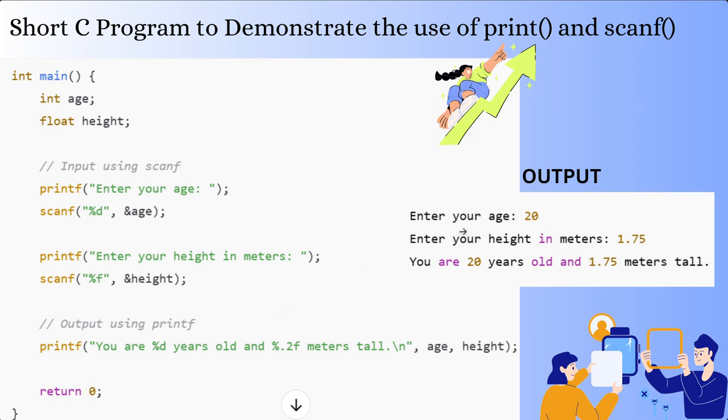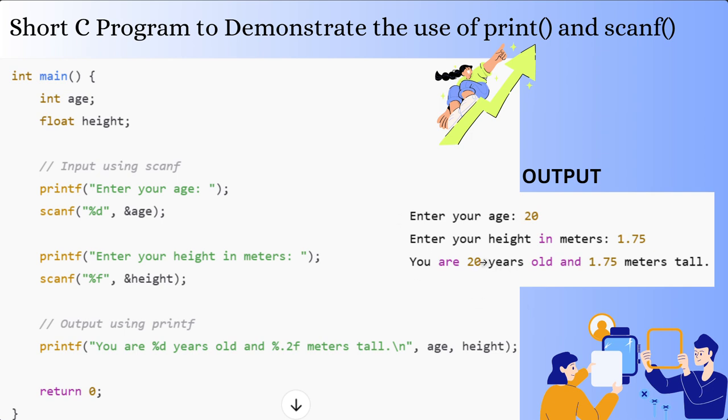So here, "enter your age" will be printed on the screen. 20, the user is going to input it. You can input any value, you can give 10, 5, 15, anything. And then comes your height, which you are entering, again any kind of decimal value. And then in the end, the final output is: you are 20 years old and 1.75 meters tall.